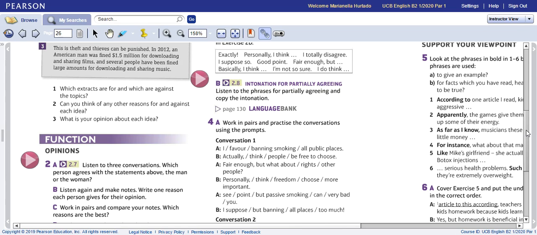Number 2, can you think of any other reasons for and against each idea? And number 3, the last question says, what is your opinion about each idea? Now, guys, don't forget that this is just a preview of what you are going to get to see once you're in my class. So I expect you to have this done or have a general idea of what we're going to talk about in tomorrow's class. Now let's take a look at number 2.